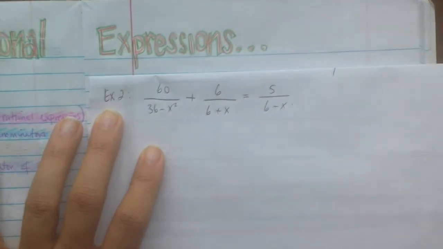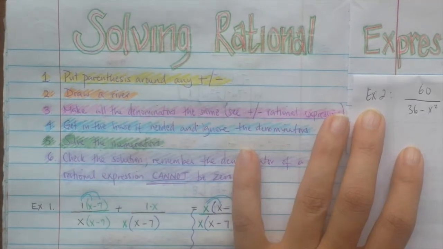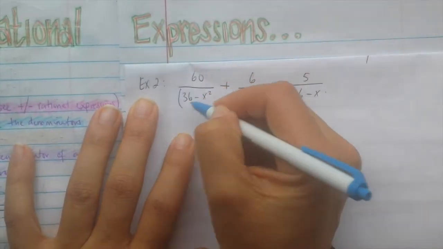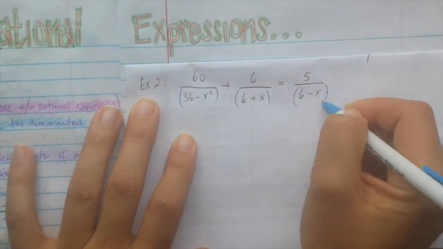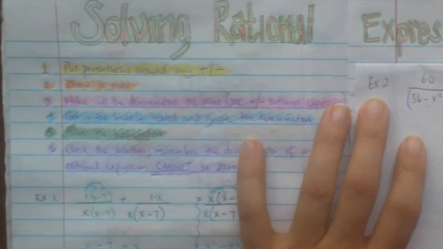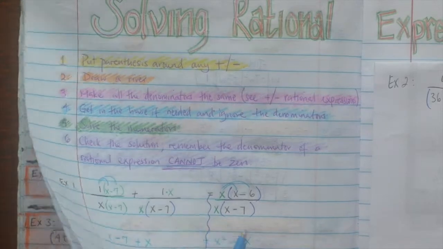Alright, so first step again is we're going to put parentheses around any addition, subtraction, and draw a river. So let's go ahead and do that. Parentheses over anything that's addition and subtraction, and then draw your river. Alright, third step is we're going to make all the denominators the same, if you need to, when adding and subtracting rational expressions.